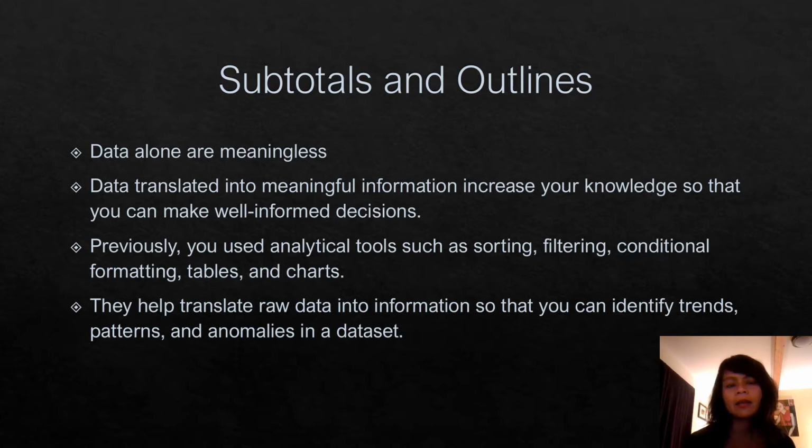So, a little bit about subtotals and outlines before we go look at the tutorials. You have to remember that data alone is meaningless. So data translated into meaningful information increases your knowledge so that you can make informed decisions. Previously in the other chapters, you've used analytical tools like sorting, filtering, conditional formatting, tables, and charts. Now these help translate raw data into information so that you can identify trends, patterns, and anomalies in a data set.